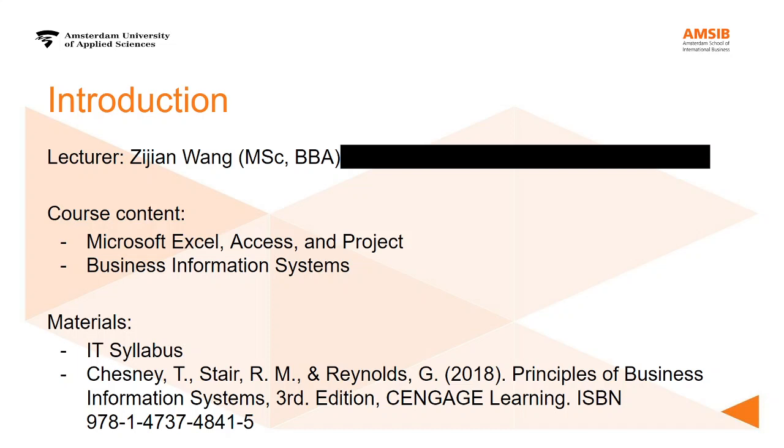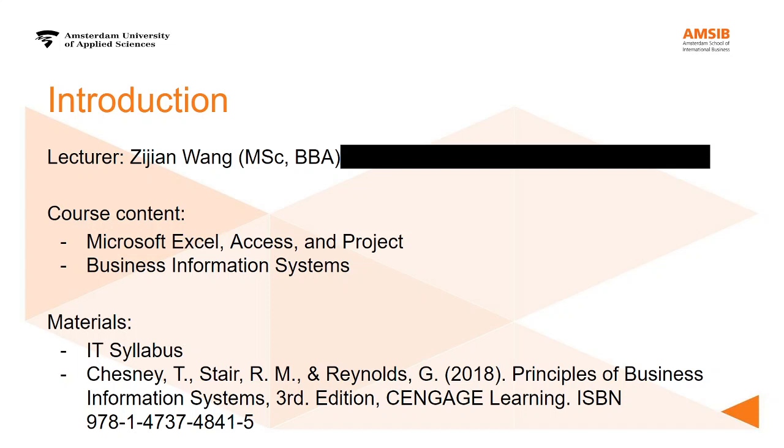About this course, we will cover Microsoft Excel. That's chapters 1 and 2 of our syllabus. And also chapter 3 is about Access, and chapter 4 about Project. Those are all Microsoft software. And in addition, we will cover the fundamental basics of business information systems series through the book you can see below in the materials.